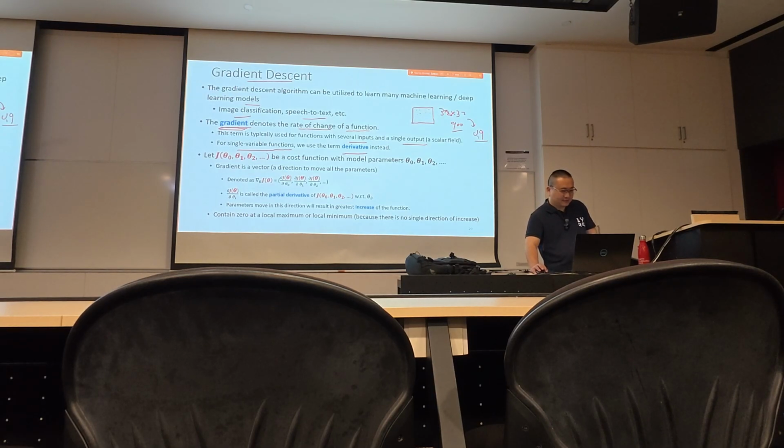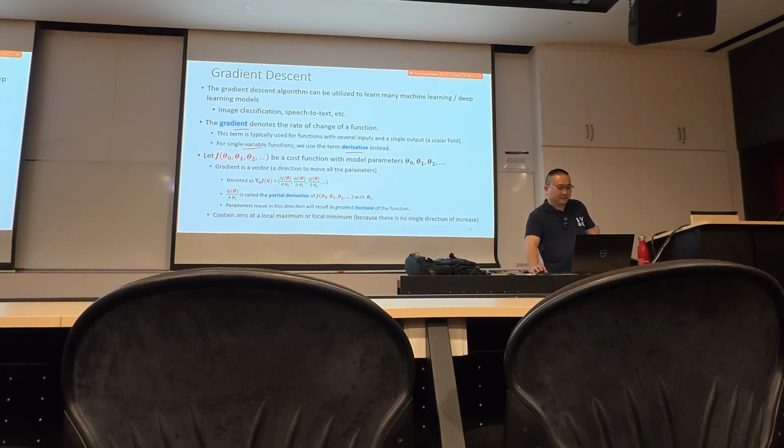The idea of gradient is very similar to derivative, and they are just designed for different functions. For single variable, single output, we say the rate of change is the derivative. For multiple inputs and a single output, we say the rate of change is the gradient. That's the difference. So let's see the specific definition of gradient.